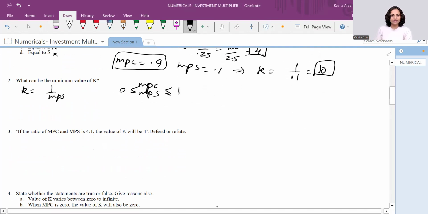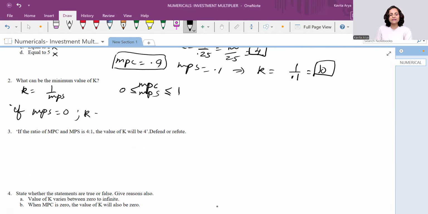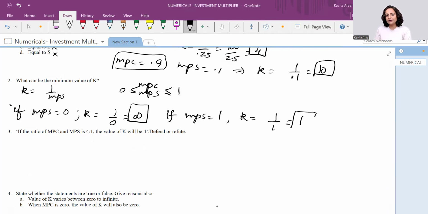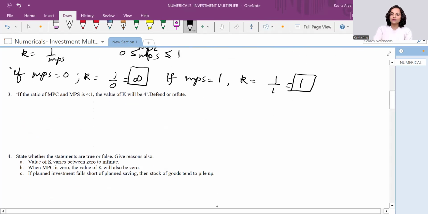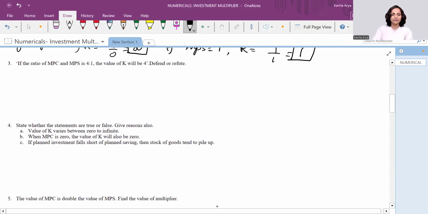So if we put both of these here, if MPS is equal to 0, then K is equal to 1 by 0, that is equal to infinity. And in the other case, if MPS is equal to 1, I'm just taking the extreme cases, right? So K is equal to 1 over 1, that's equal to 1. So my point is, these are the upper and lower limits of K. The minimum value of K is 1 and the maximum value is infinity. Mind you, it's never ever 0. And most often students do commit this mistake.